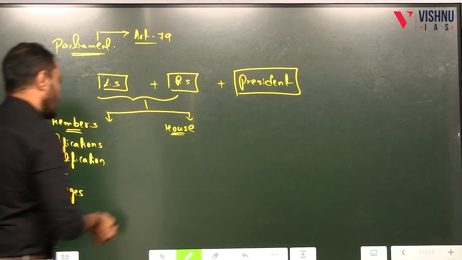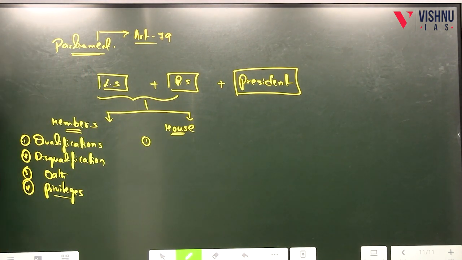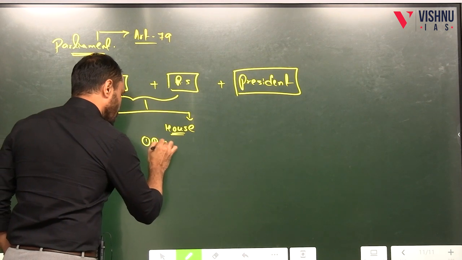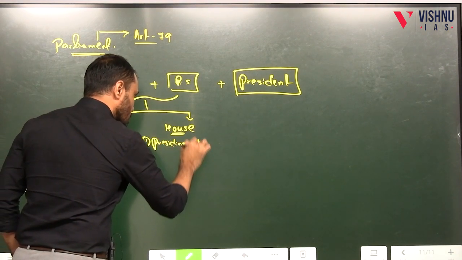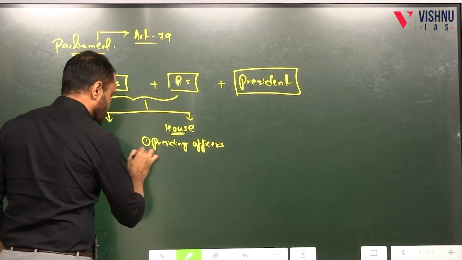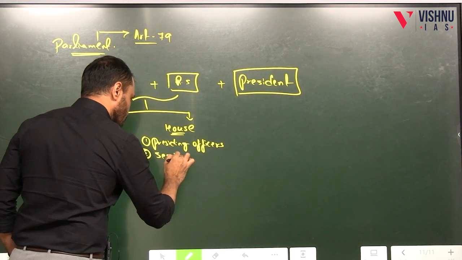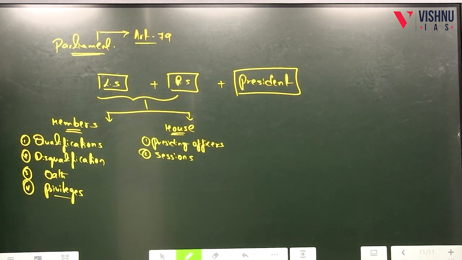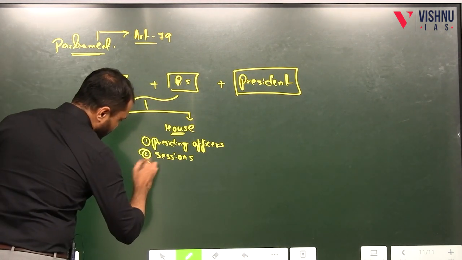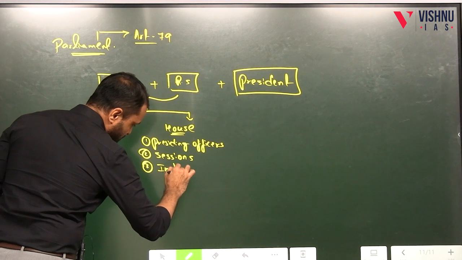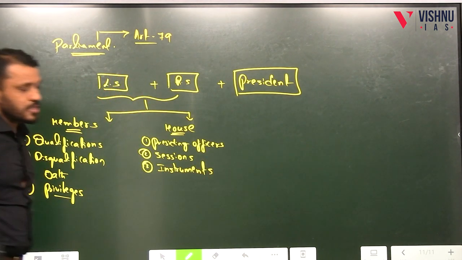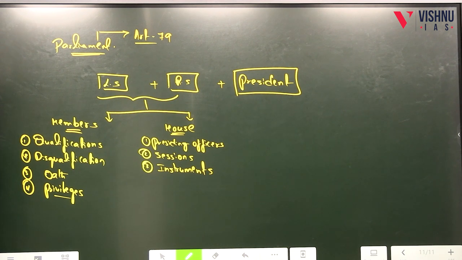Related to the house, first we'll discuss who will preside over the house: the presiding officers. Then we'll discuss the functioning of the house, the sessions. And we'll also discuss various instruments used in the house, such as question hour, zero hour, no confidence motion, substantive motion, censure motion, calling attention motion. This kind of different motions we'll discuss.